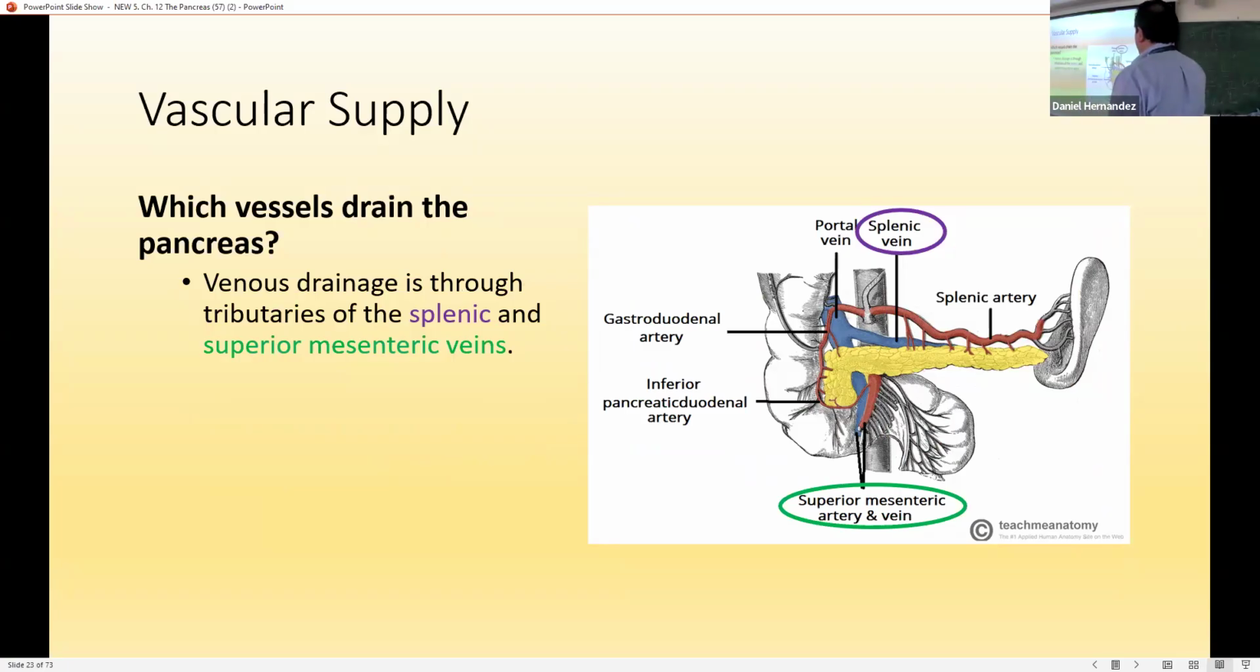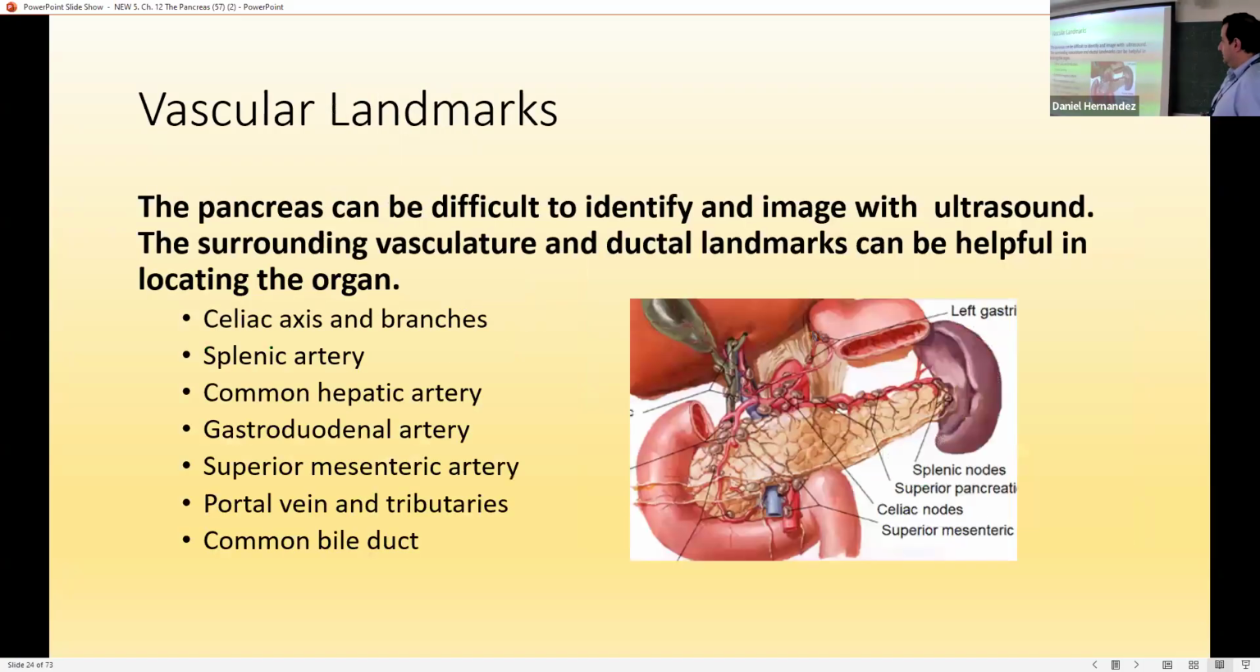Which vessels drain the pancreas? So venous drainage is through tributaries of the splenic and superior mesenteric veins. So small little branches leave the pancreas and then connect into the splenic vein as well as portions of the superior mesenteric vein. So venous drainage is via the splenic and superior mesenteric veins, small little tributaries that drain into those vessels.